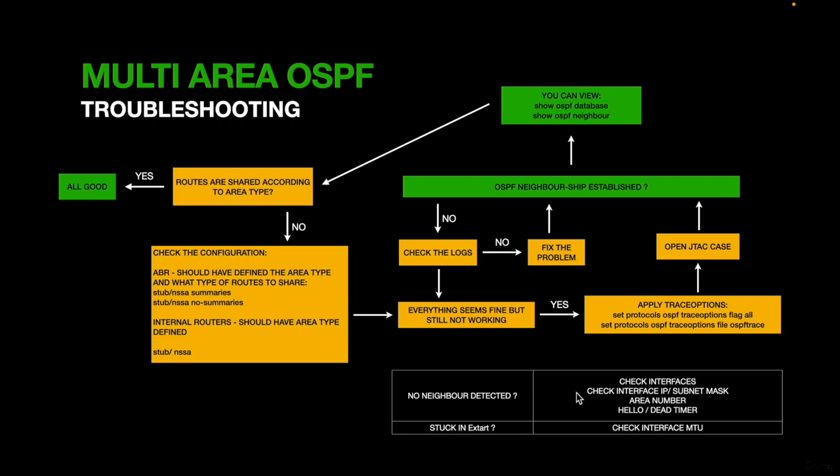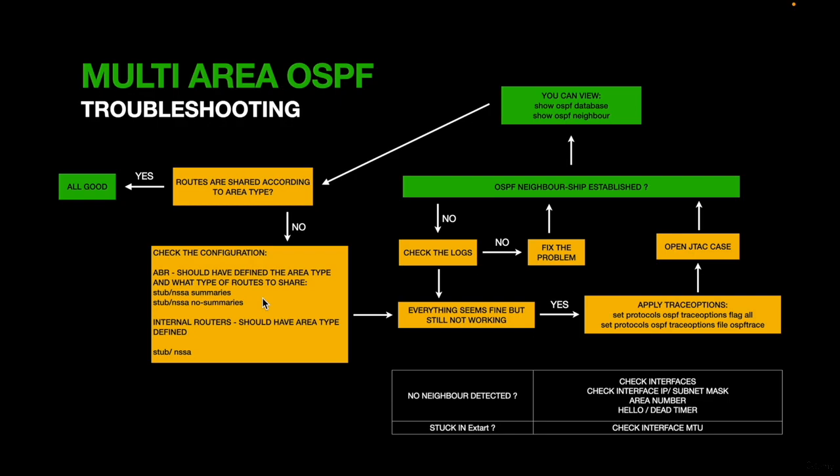That you may not have the routes correctly exchanged in different area types. And one thing that you can check is the configuration. You should check if you configured the stub or not so stubby area correctly. You should check that the ABR has stub summaries or NSSA summaries, if it's a stub or a not so stubby area, or it should have stub no summaries or NSSA no summaries, if it is a totally stub area or a totally not so stubby area.